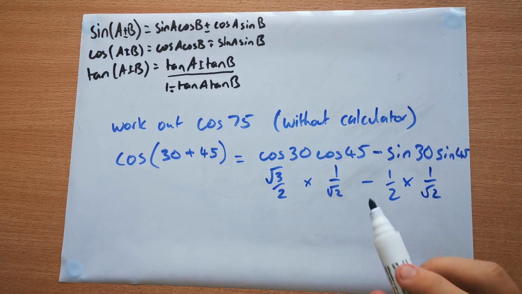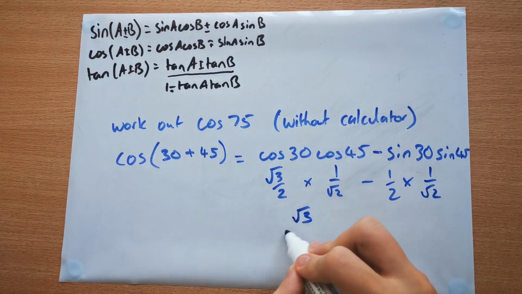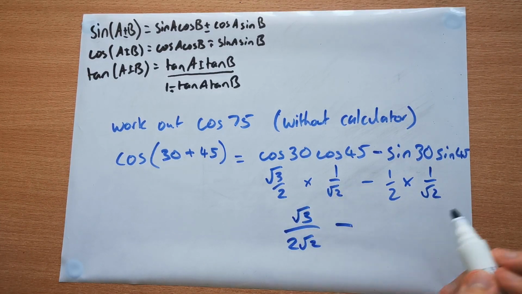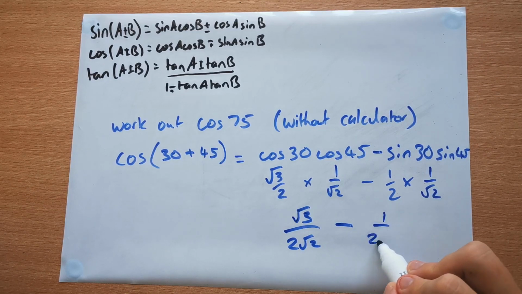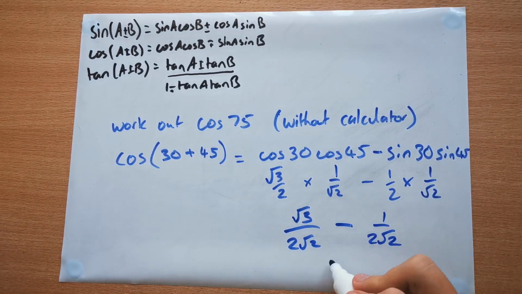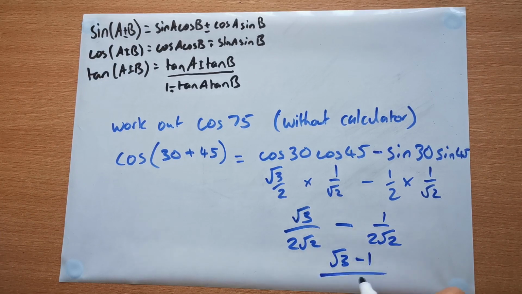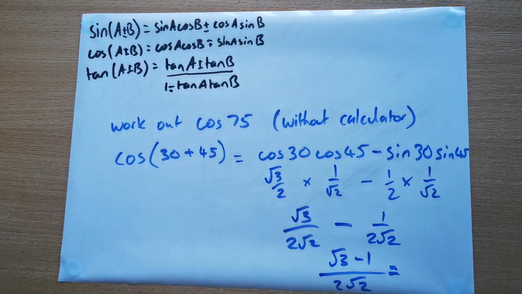So then you're just going to multiply them together, so you get root 3 over 2 root 2 minus 1 over 2 root 2, and you get root 3 minus 1 over 2 root 2, simply by taking them away from each other. If you were to type cos 75 into the calculator, you would get this, but you'd actually get it written as, I think it's root 6 minus root 2 over 4. But it's the same thing, it's just they've rationalised the denominator.